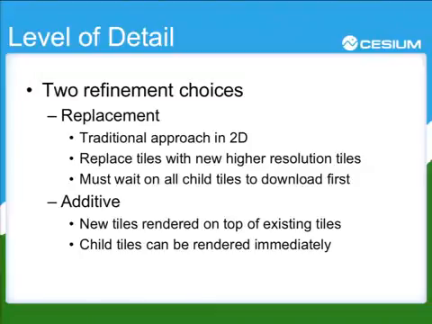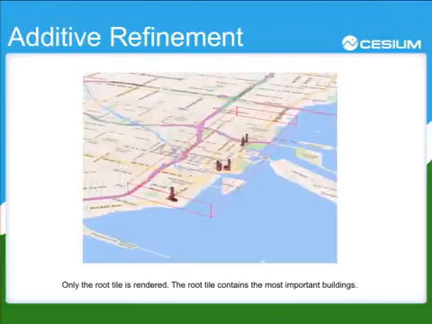And if the screen space error is met, we refine to that tile. And we have two choices here. The most common technique would be replacement refinement, where once you get close enough, you replace the tile with just the lower level, higher resolution tiles. This is like the traditional 2D approach. One issue here is you have to wait for all the child tiles to download first. That's where additive might be a good alternative, where new tiles are rendered on top of existing tiles, and the child tiles can be rendered immediately.